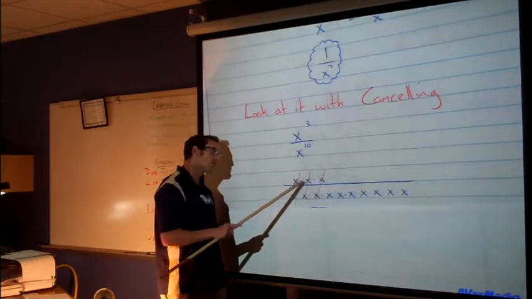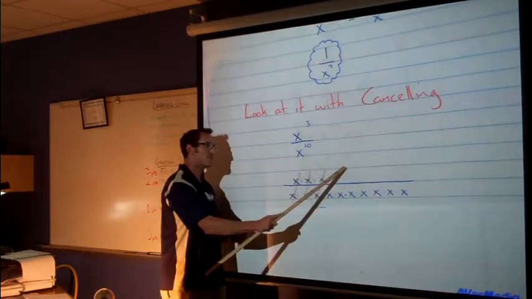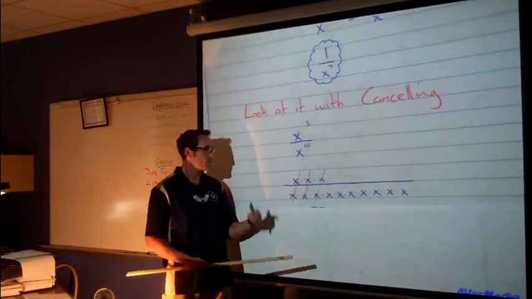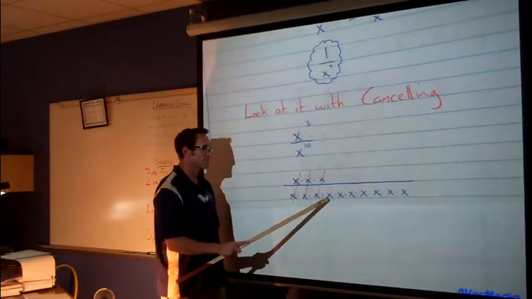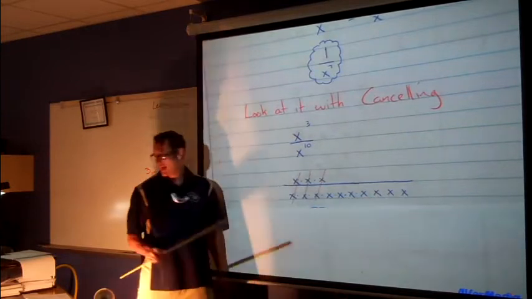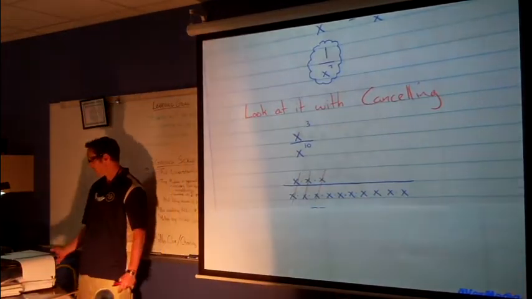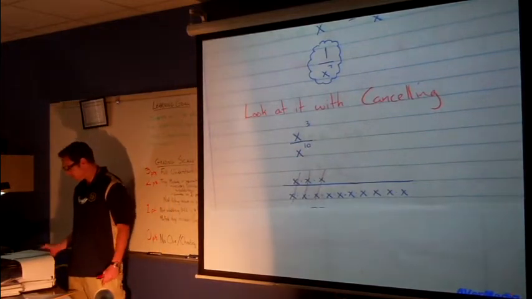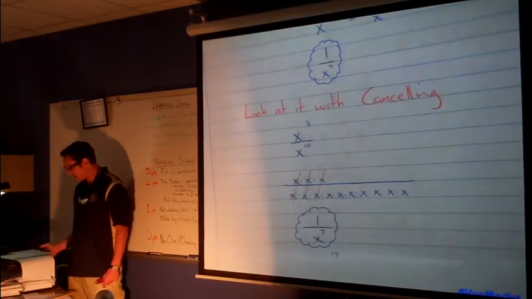At the top, what's going to be left is simply the number 1. Everything at the top cancels, leaving you with 1. At the bottom, you're left with all of those x's. 1, 2, 3, 4, 5, 6, 7 x's. And so if you're left with 7 x's times itself, that is, by definition, x to the 7th power.